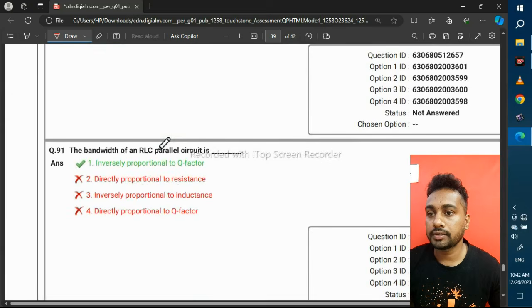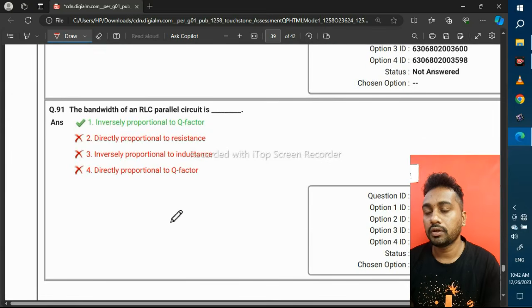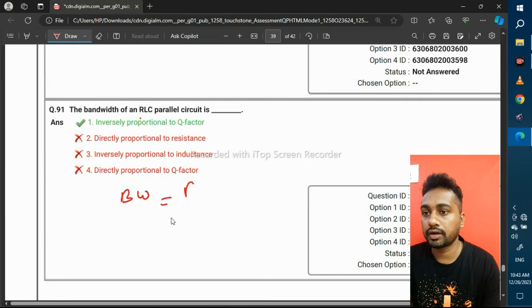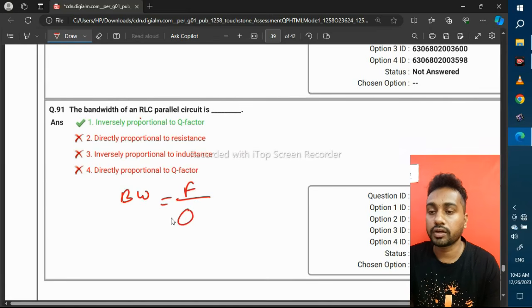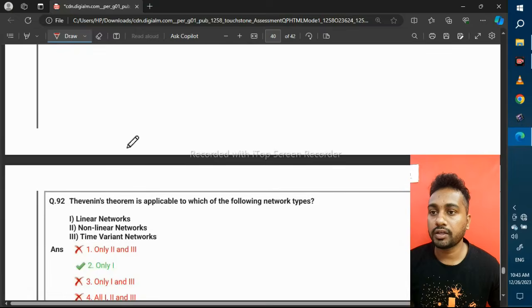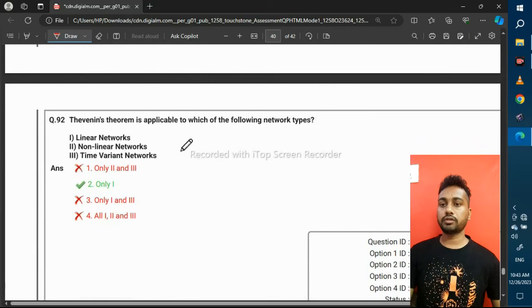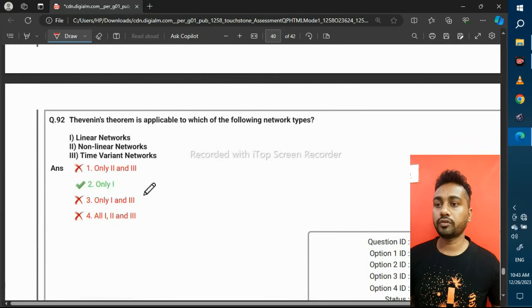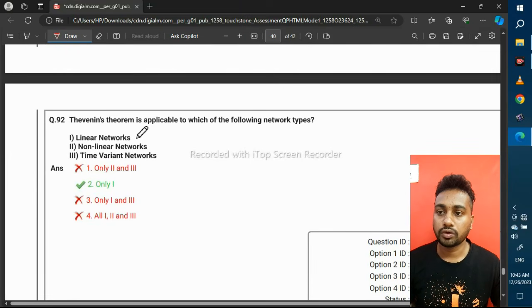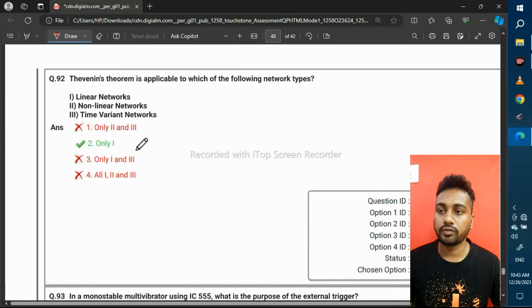The bandwidth of an RLC parallel circuit: bandwidth equals frequency divided by quality factor, Q factor. So bandwidth is inversely proportional to the quality factor Q. So option A is the right answer. Thevenin network is applicable to which of the following network types? It is applicable for linear networks and time invariant networks. So only option 1 will follow.